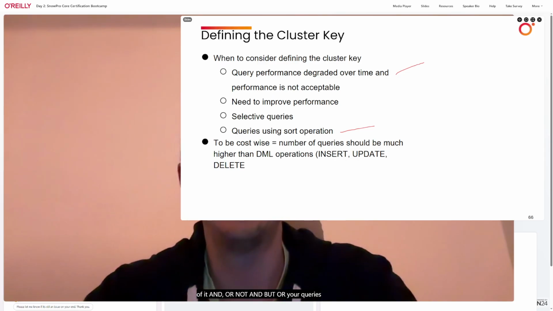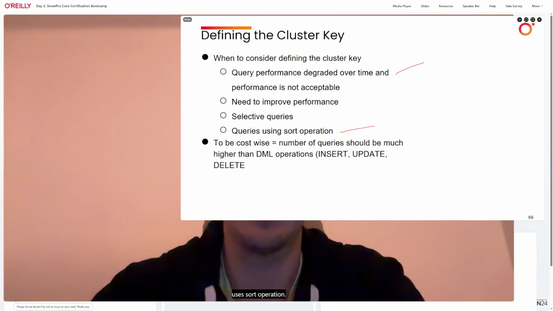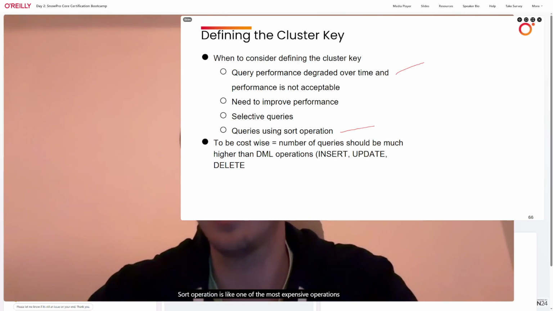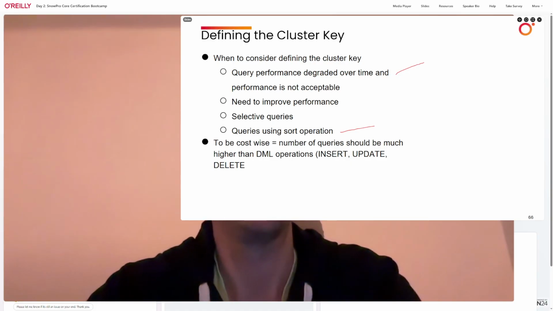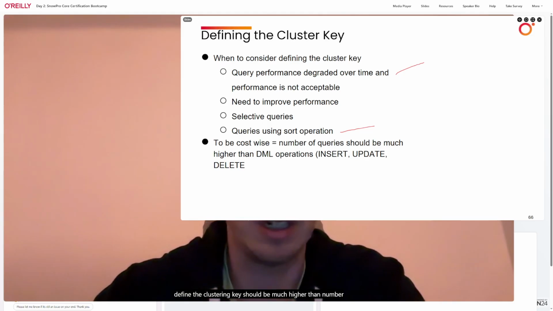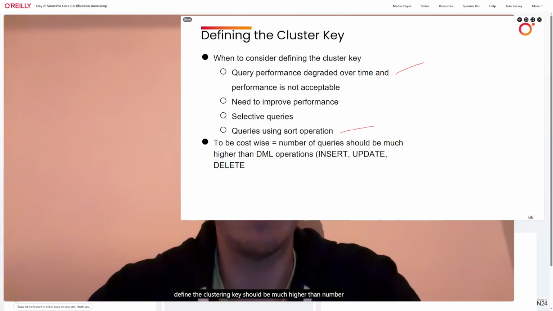Or your queries use sort operation. Sort operation is one of the most expensive operations in Snowflake. So in that case, it also might make sense to define the clustering key. The number of queries should be much higher than the number of DML operations, so insert, update, and delete.